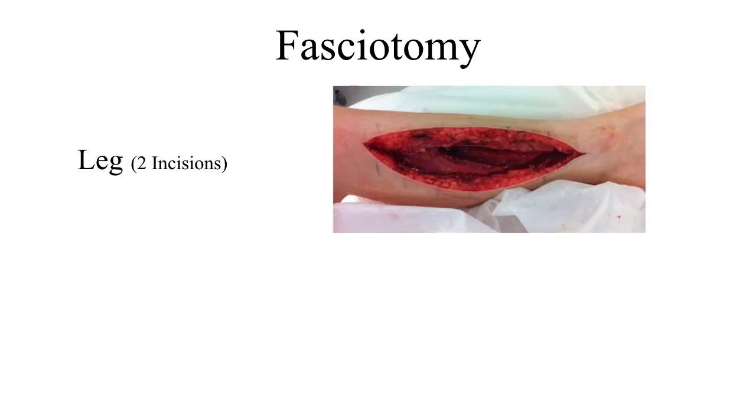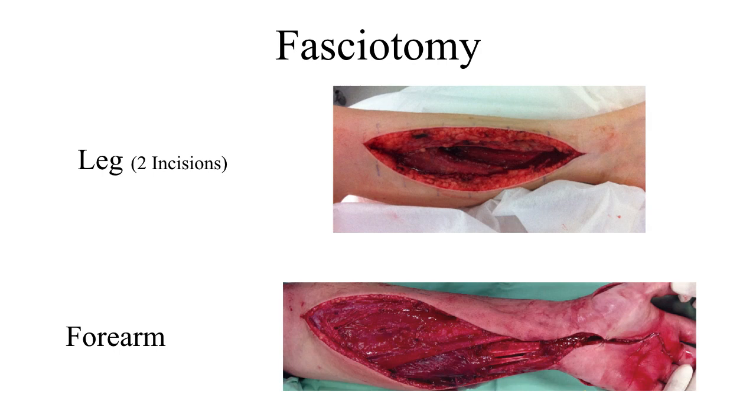So now this is a clinical picture of fasciotomy of the leg, where two incisions are made, one on the lateral side and one on the medial side, to release all the four compartments of the leg. The incision has to be made throughout the length of the limb, and the pressure has to be released by opening both the skin and the fascia. This is the incision that is made in the forearm and hand for a compartment syndrome of the upper limb.